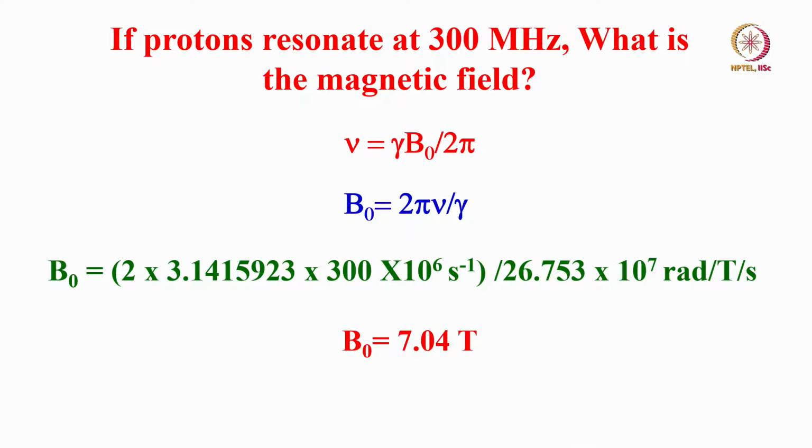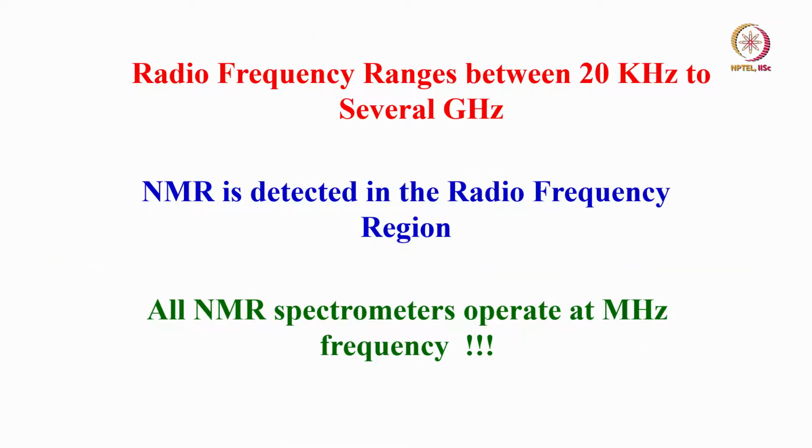So, all the time we are dealing with the magnetic field in Tesla. For different magnetic fields starting from 2.35 Tesla, I showed you we keep on increasing the magnetic field, and resonating frequencies are always coming in the megahertz region. Okay. This is where the question comes. Radio frequency ranges always go between 20 kilohertz to several gigahertz.